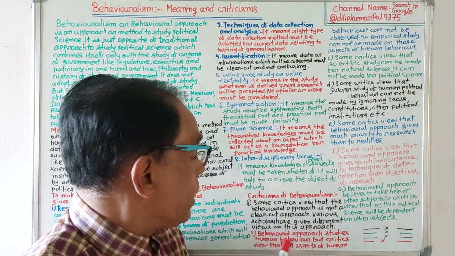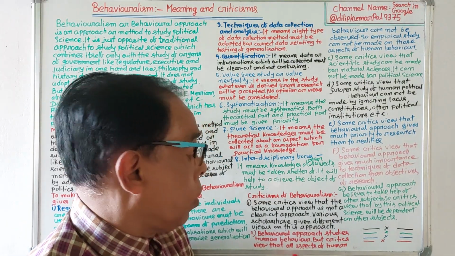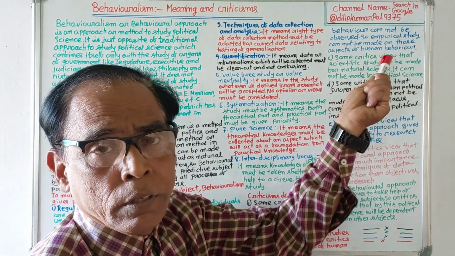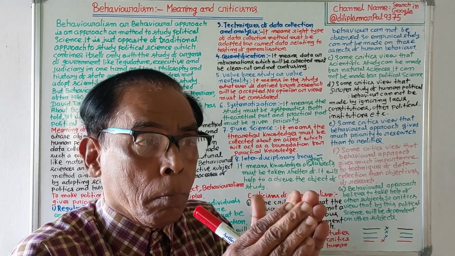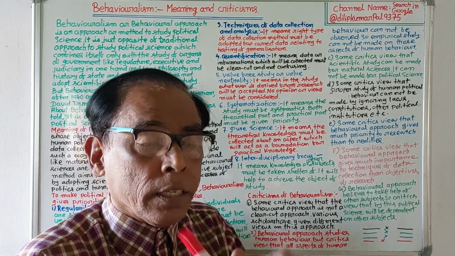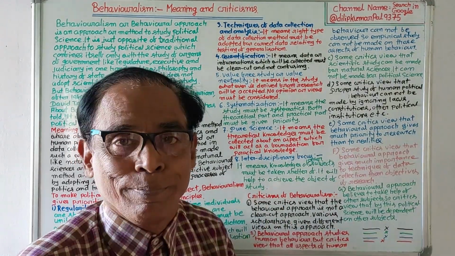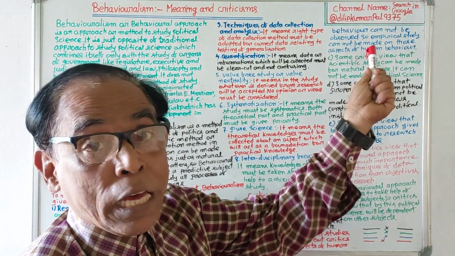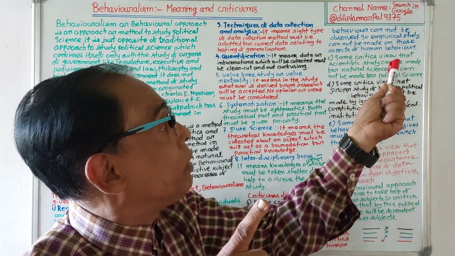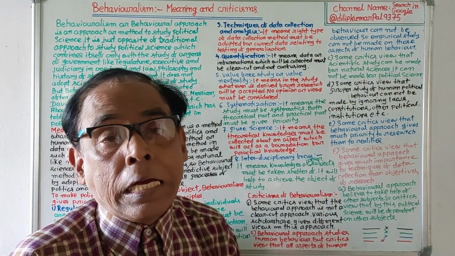Number two, behavioral approach studies human behavior, but critics view that all aspects of human behavior cannot be observed. So some critics view that behavioralism studies human political behavior, but all human political behaviors cannot be observed. So empirical study cannot be made on those aspects of human behavior. Those human behaviors which cannot be observed, on that empirical study cannot be made.